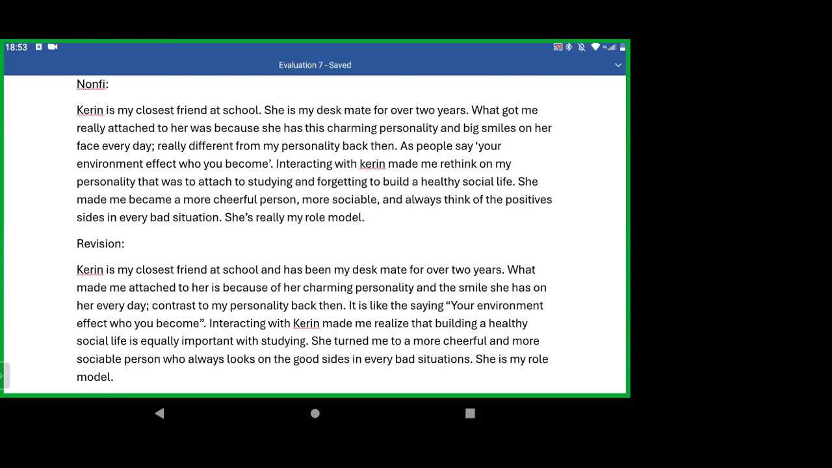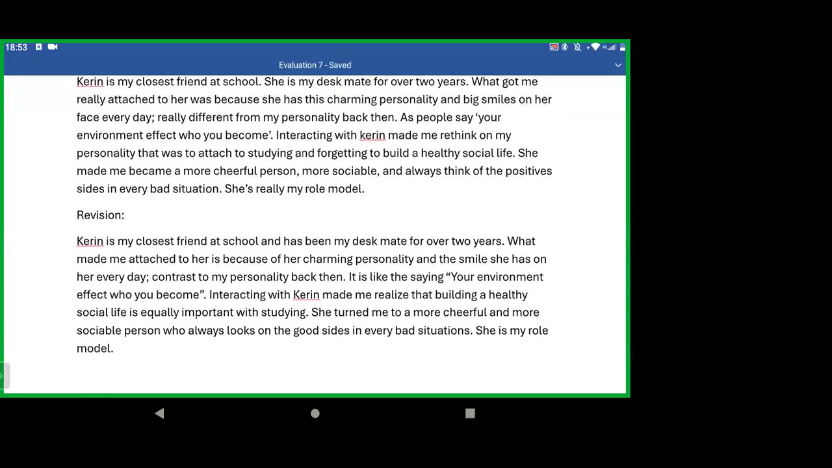But I actually use "is" right here because I personally think that you're attached to her is because of her charming personality, meaning that this is what makes you attached. Or if you're using "was," you're trying to emphasize why you were attached to her in the first place. So it technically means different things, but again, correct me if I'm wrong.